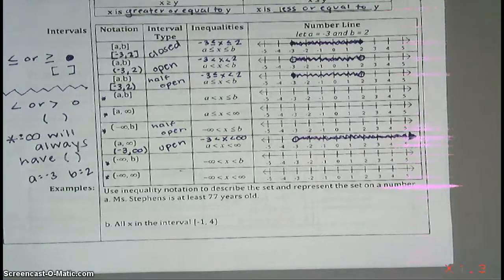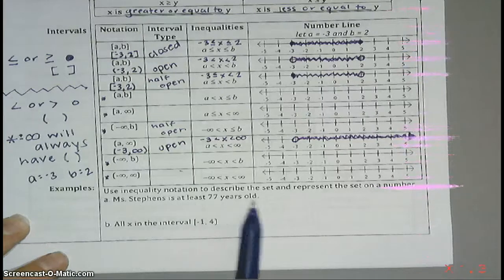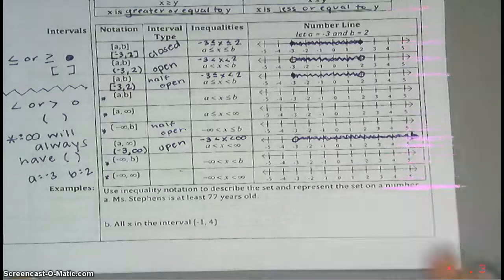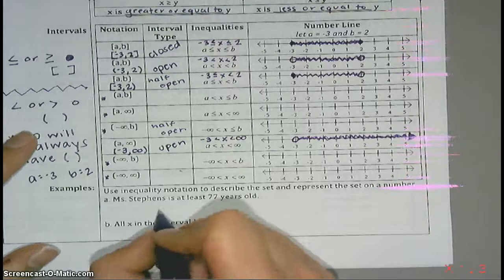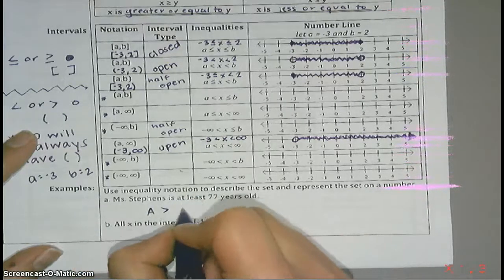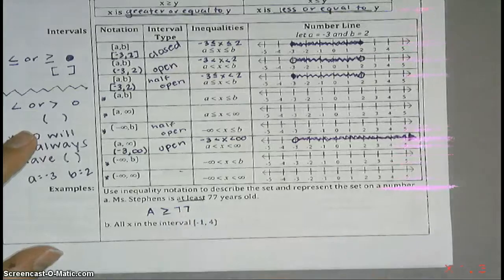Another skill for this section with your inequalities is to be able to kind of think about a sentence and place it into an inequality format. For example, Miss Stevens is at least 77 years old. So you have to think about what that means to be at least 77 years old. I like to say, well, if I'm at least 77 years old, then can I be 78? Can I be 76? So the least I can be is 77. So that means that my age, we'll call that A, has to be greater than 77. And since I'm at least 77, that means I can also be 77 years old.